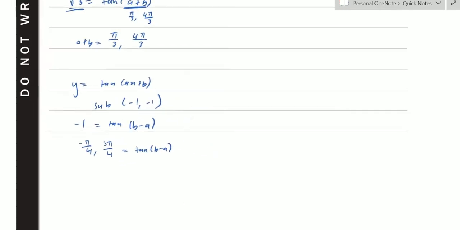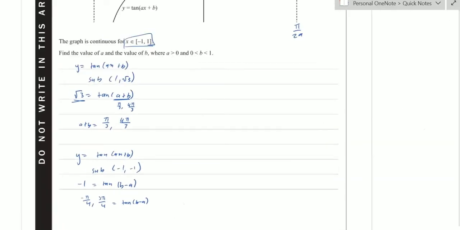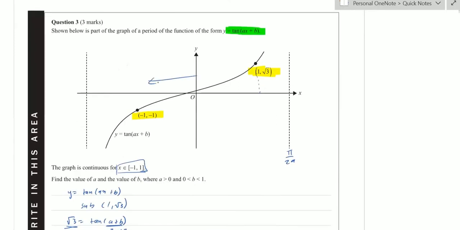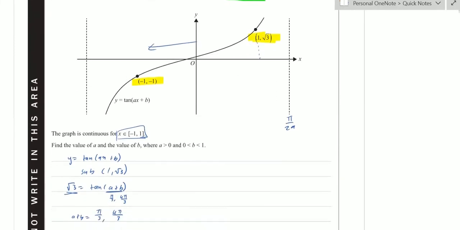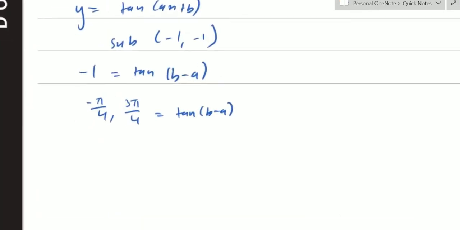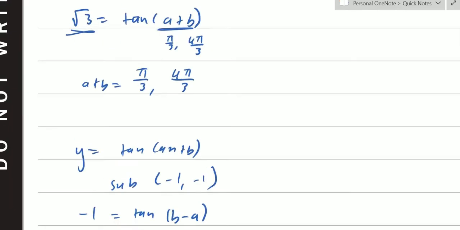But for this one, we can actually get rid of 3 pi on 4 because you see that the point here is to the left. So it's going to be a negative value. So we can use negative pi on 4. So we get b minus a. Oh, sorry, this is b minus a. It's negative pi on 4.